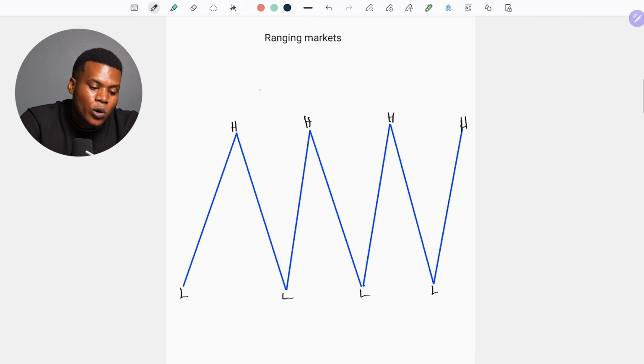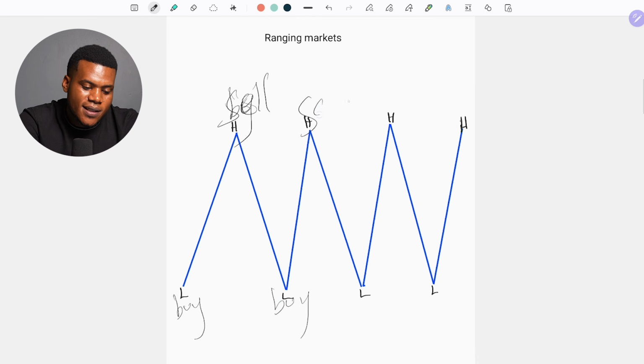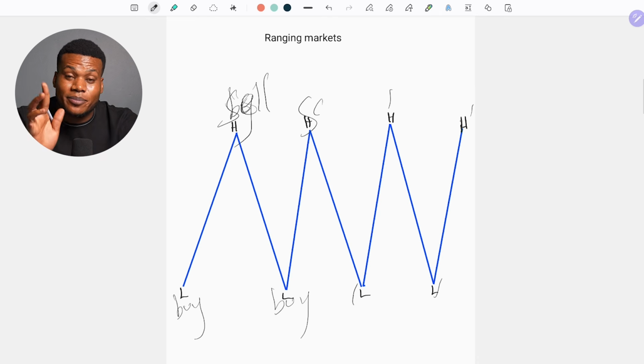In a ranging market, we look for buys, because this is the high, this is the low. We look for buys here. Here we look for sells. Buys, sells, the same as here and here and here. This is the ranging market. We look for buys and sells at the same time.